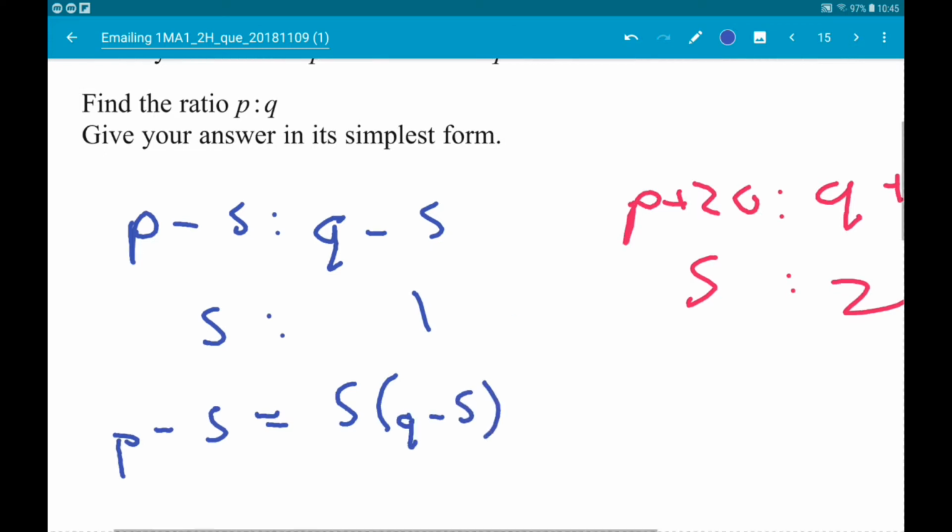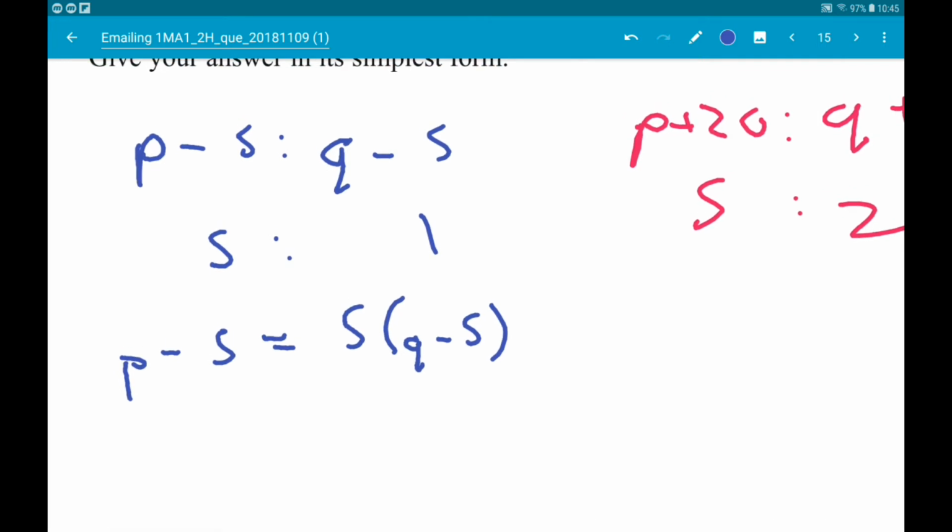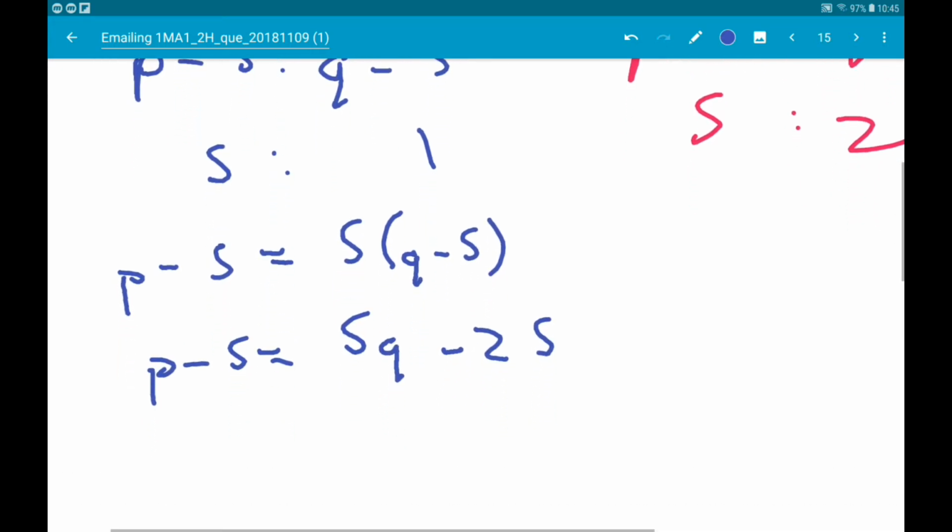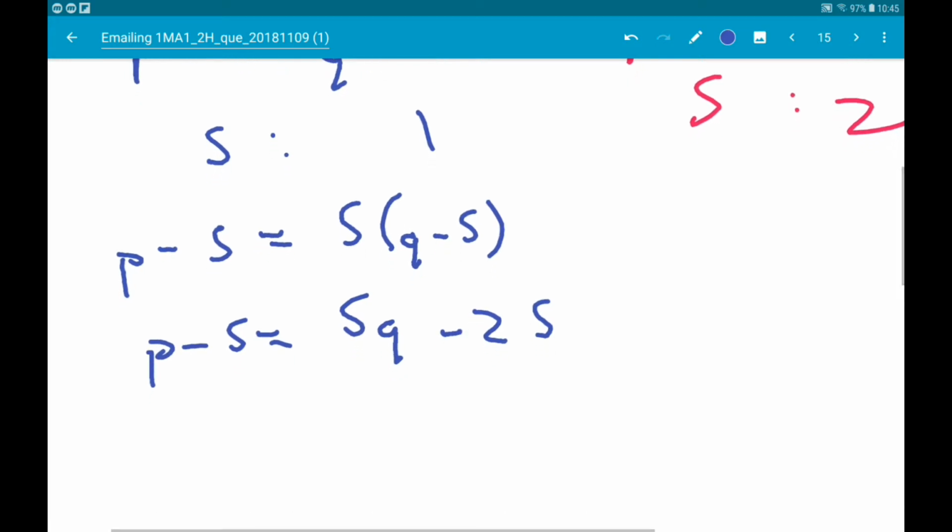So, we can say that P minus 5 is equal to 5Q minus 25. So from that we can actually get P on its own, so we know what P is in terms of Q. So P is equal to 5Q minus 20.